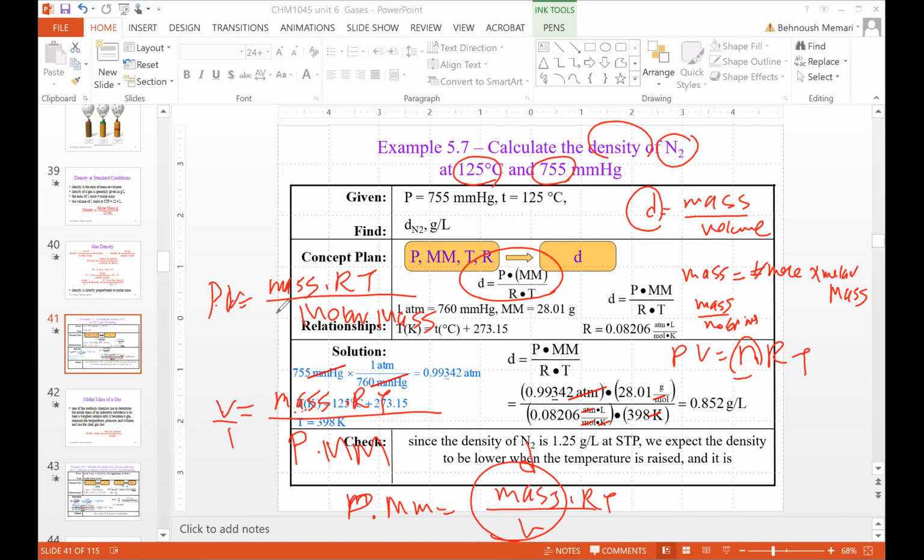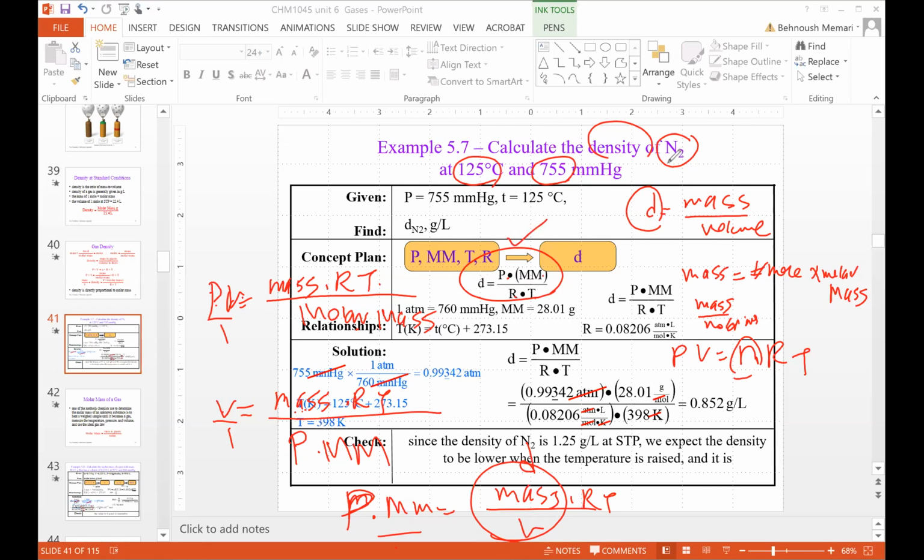So as long as you know the cross multiplying factor that we were talking about earlier, PV times molar mass equals mass times RT, you can rearrange that in a way that you can get the formula for density in this equation. So you have your density now. To find the density, you are going to divide both sides by RT. So density is going to be pressure times molar mass divided by RT.